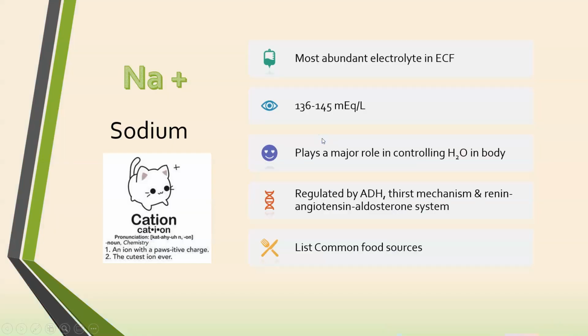The first one we're going to talk about is sodium. It's the most abundant electrolyte in the ECF. The range is 136 to 145. You need to know your lab values. It plays a major role in controlling water in the body. It's regulated by ADH, the thirst mechanism, and the renin-angiotensin-aldosterone system, or the RAS system.